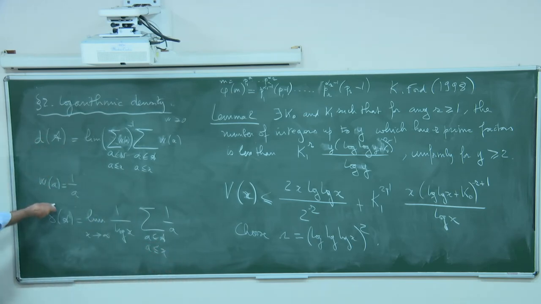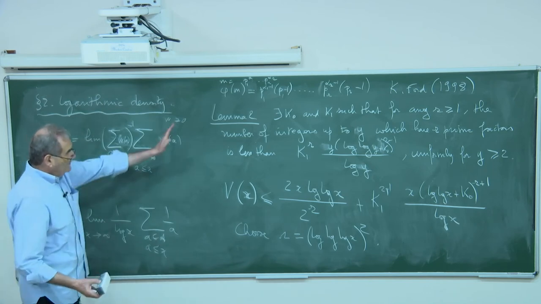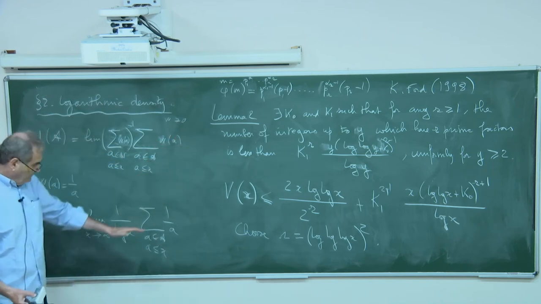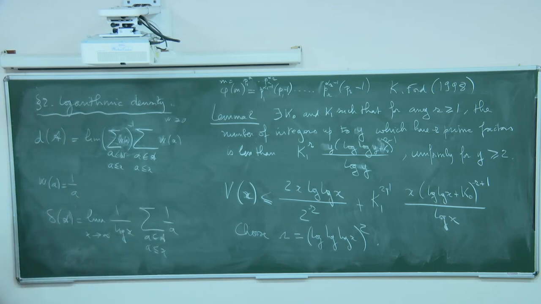And again, you see you may put the superior density, the lim sup, the inferior density, the lim inf, if the limit doesn't exist. Okay. Now, if you know the counting function, it's not too difficult to get what is this sum just by partial summation.